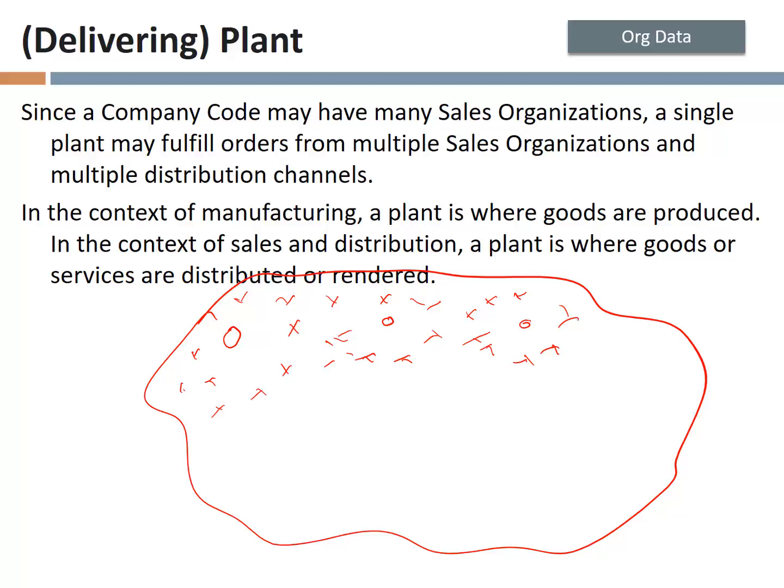So in the context of retail, we may not have plants that actually have smokestacks and equipment that make things, but we have these plants that serve as distribution centers that are a key element in delivering products.